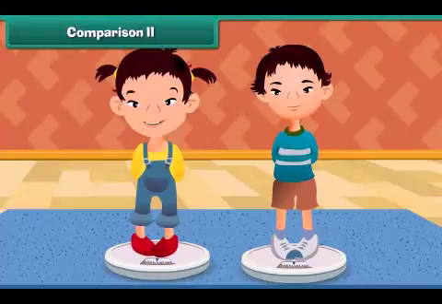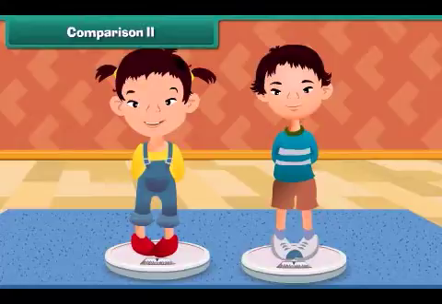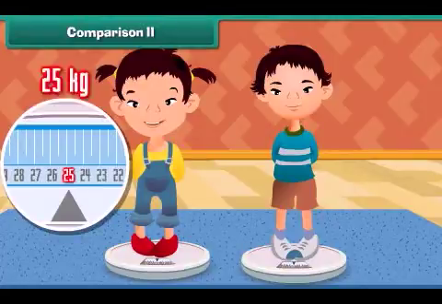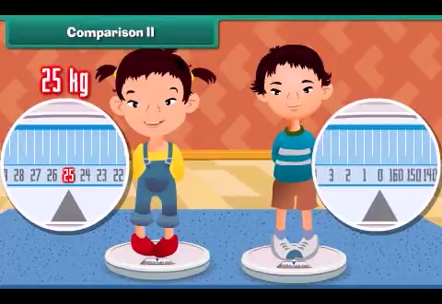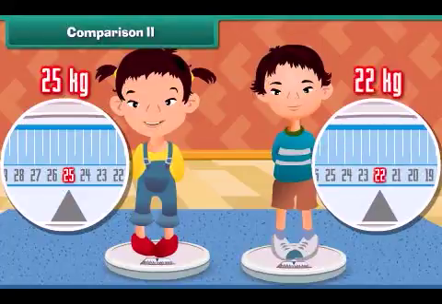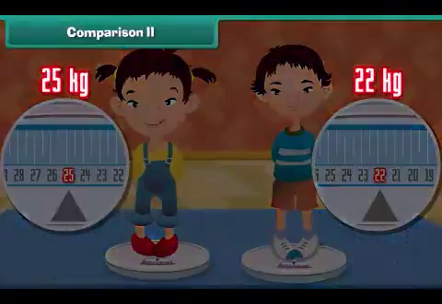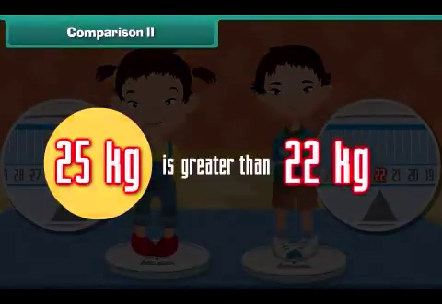2 children measure their weight. The weight of first child is 25 kilograms and the weight of the second child is 22 kilograms. It is right to say that the weight of first child is greater than the second one.